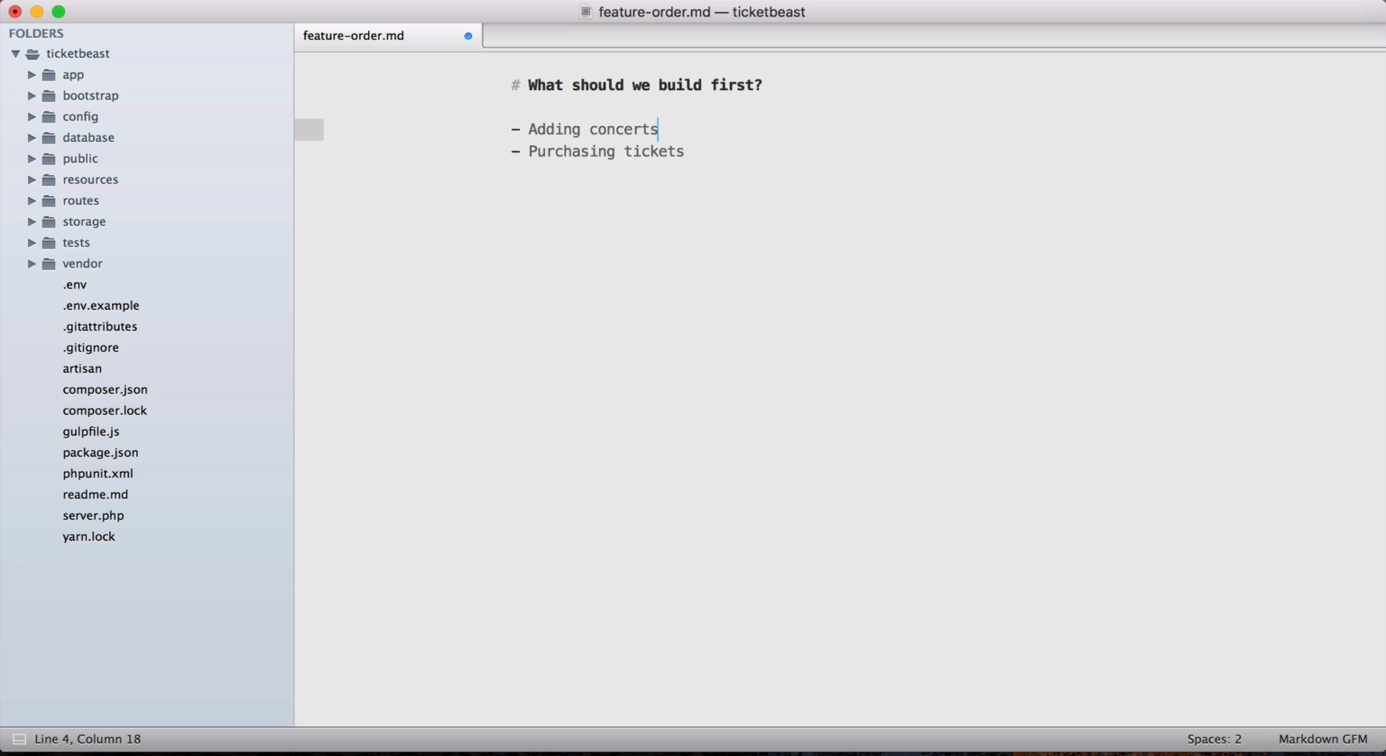Now, if we're going to add concerts to the system, we probably want to make it possible for people to edit those concerts. It would kind of suck if you put up a concert and you got some of that information wrong and people were buying tickets and there's nothing you could do to change it. So editing concerts seems like an important feature.